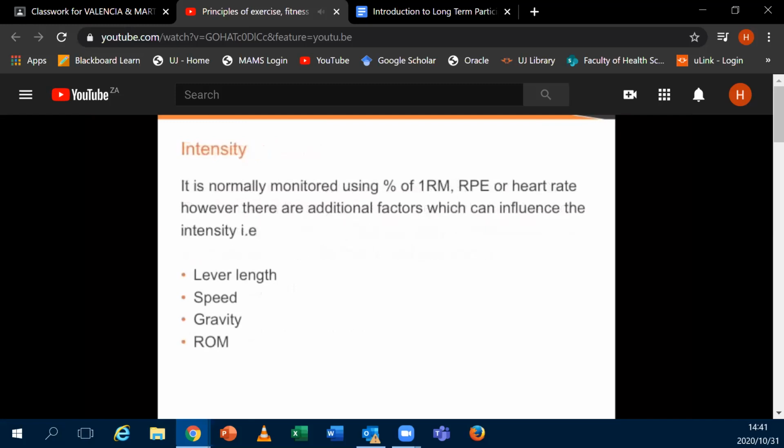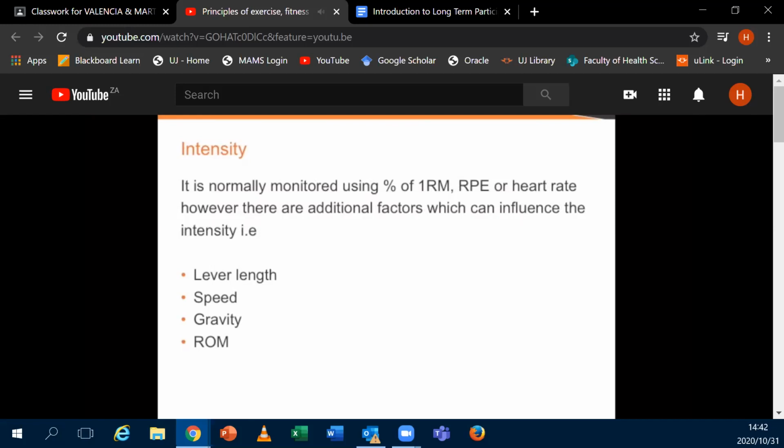Intensity. This is normally monitored using a percentage of 1 repetition max, RPE, or heart rate. However, there are additional factors which can influence the intensity. For example, lever length. Generally, when we increase the lever length, we increase the difficulty of an exercise. For example, during a lateral raise, if we carry out the exercise with straight arms, the lever is longer, which makes the exercise more challenging. If we bend the elbows to 90 degrees, that shortens the lever and makes the exercise easier.